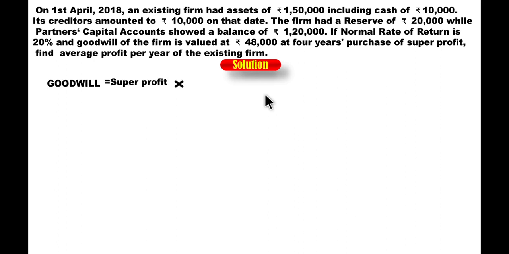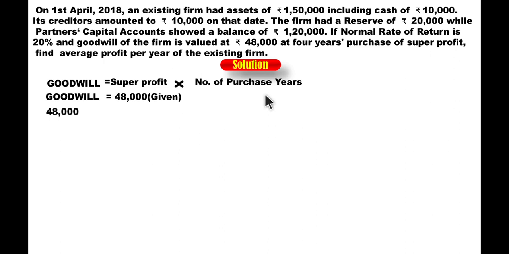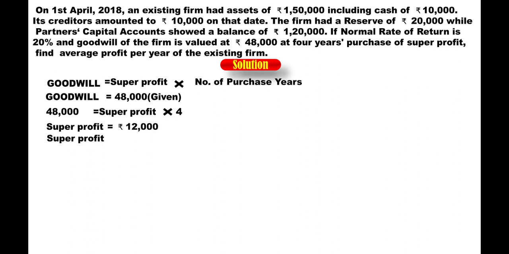Goodwill equals super profit multiplied by number of purchase years. Now goodwill is already given. So goodwill, 48,000, equals super profit multiplied by number of purchase years, that is 4. So we can easily get the amount of the super profit. That is a simple mathematical trick. So super profit equals 12,000.